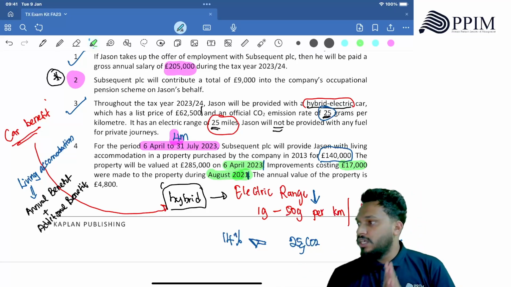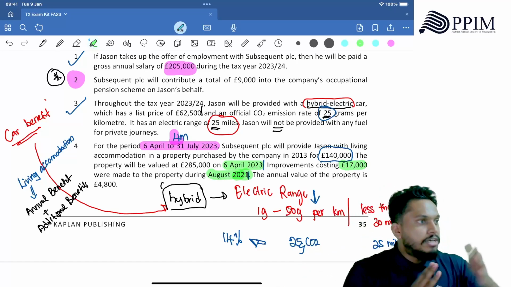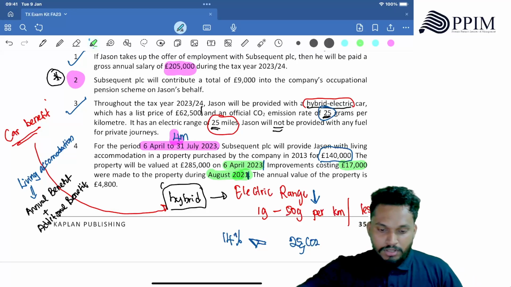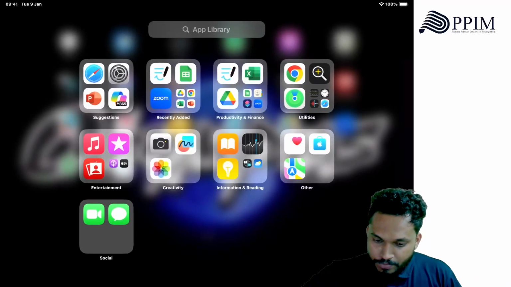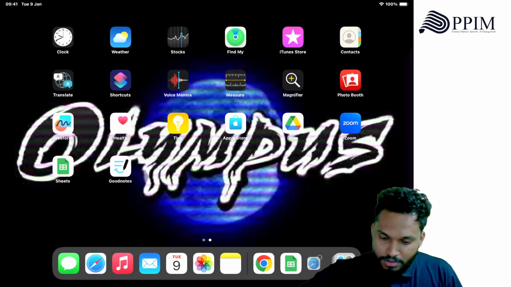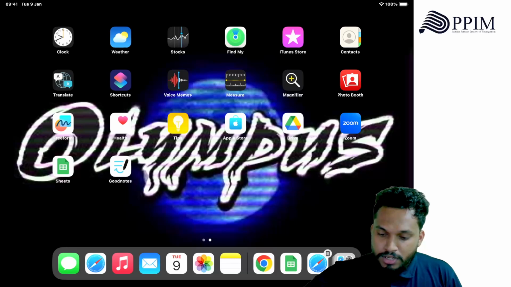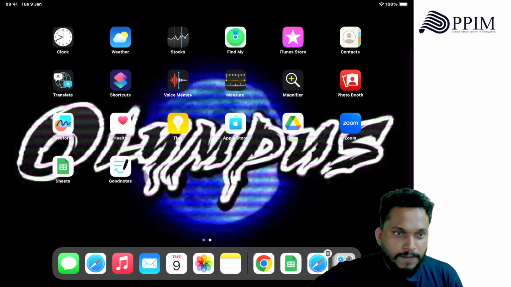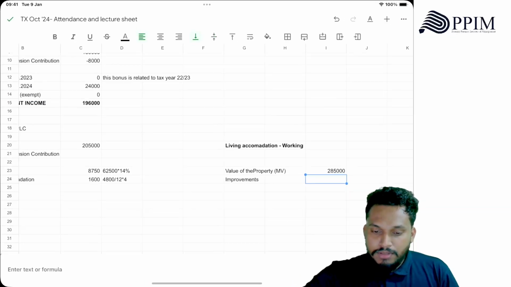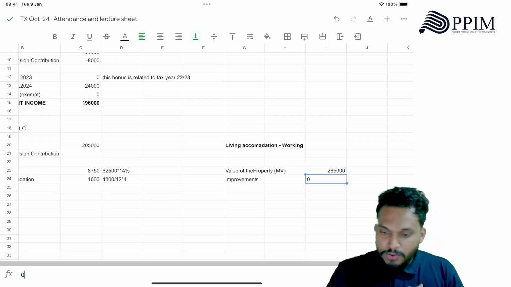But make sure, even though you are showing your working to the examiner, be very pleasing to him, because this is what will save you from a 49 to a 50. Okay, so tell him that improvement is 0.